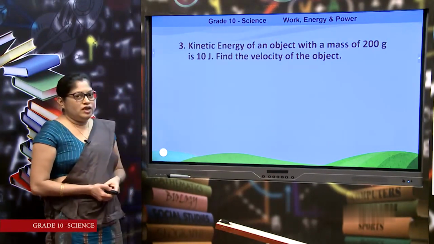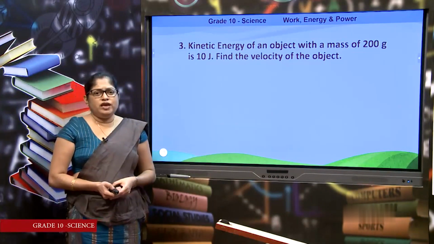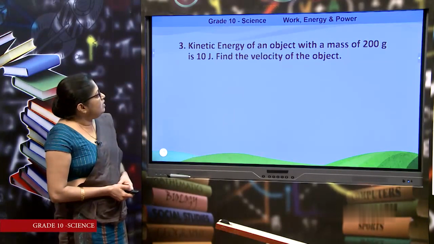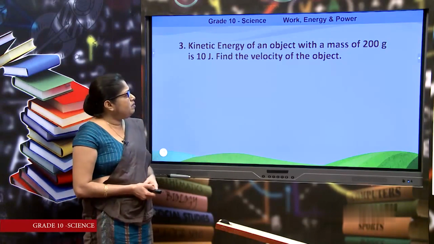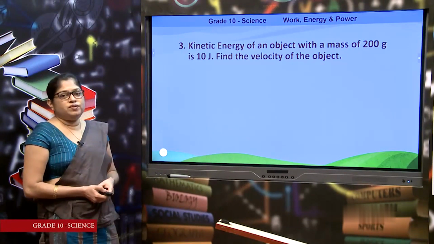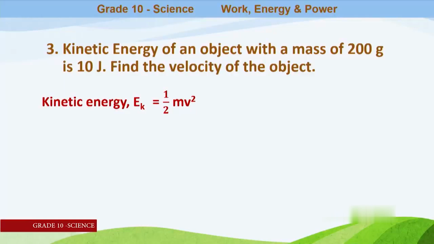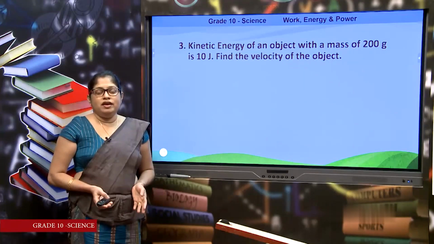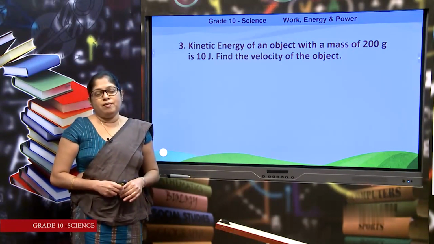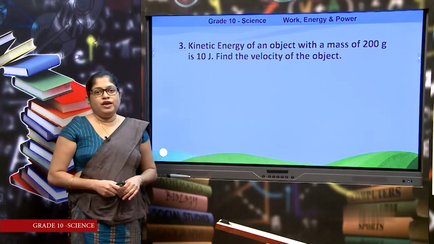Let us do the third calculation. I think now you can do this calculation with me. Try it with me. The kinetic energy of an object with a mass of 200 gram is 10 joule. Find the velocity of the object. Here the mass is given in grams. Can you apply mass as grams? No. You have to use the SI unit of mass, that is kilogram. So, in this particular sum you have to convert 200 gram into kilogram. Let us see how to do it.